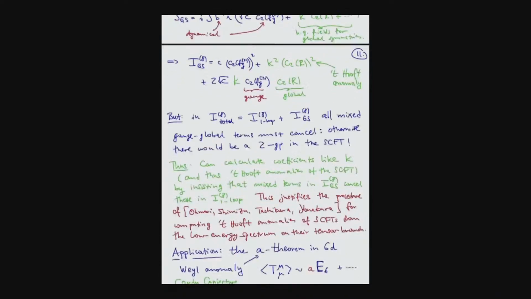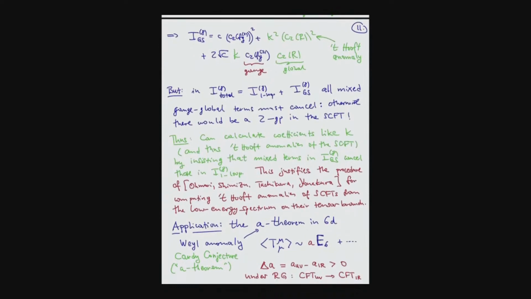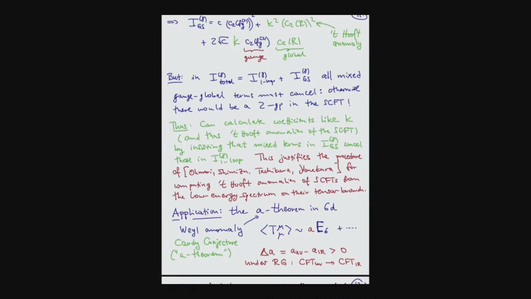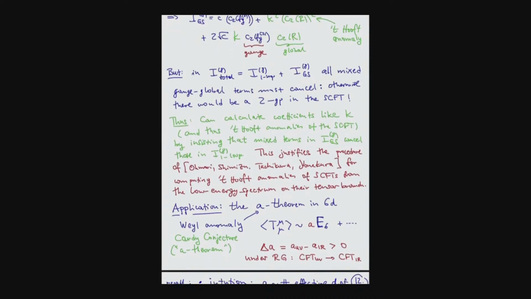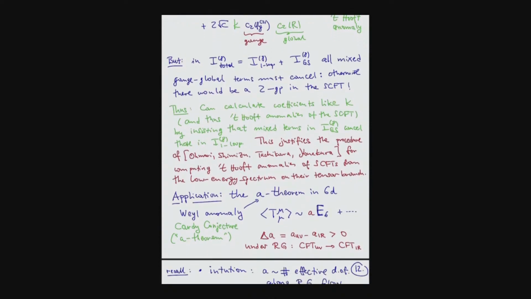Good. So I don't have time to really explain in detail some of the things that you can apply this understanding to, but let me briefly mention in the last couple of minutes one application involving the a-theorem in 6 dimensions. The a-theorem in even dimensions is the statement that the conformal A-type anomaly of a conformal field theory is monotonically decreasing under RG flows.